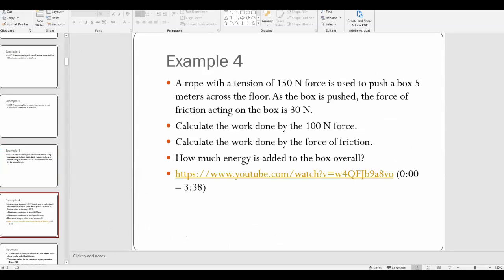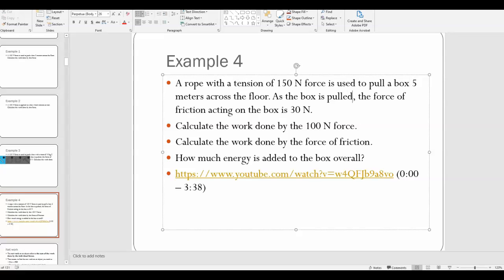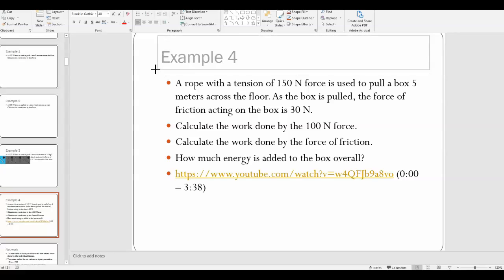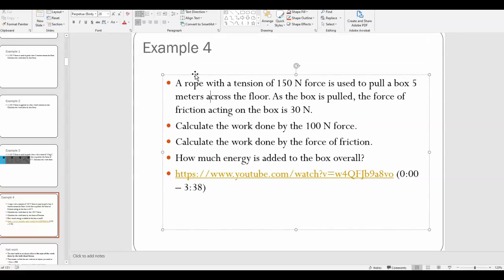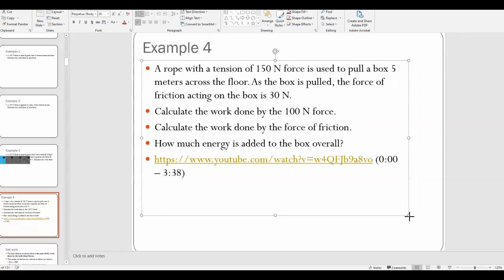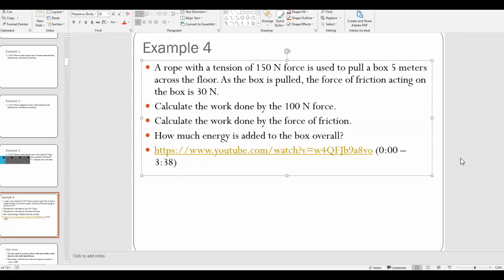Okay, so let's take a look at this. Example 4. It says a rope with a tension of 150 newtons is used to push a box. That doesn't make any sense. It should be pull. Pull a box 5 meters across the floor. As the box is pulled, the force of friction acting on the box is 30 newtons. And we're asked to calculate the work done by a couple different forces.